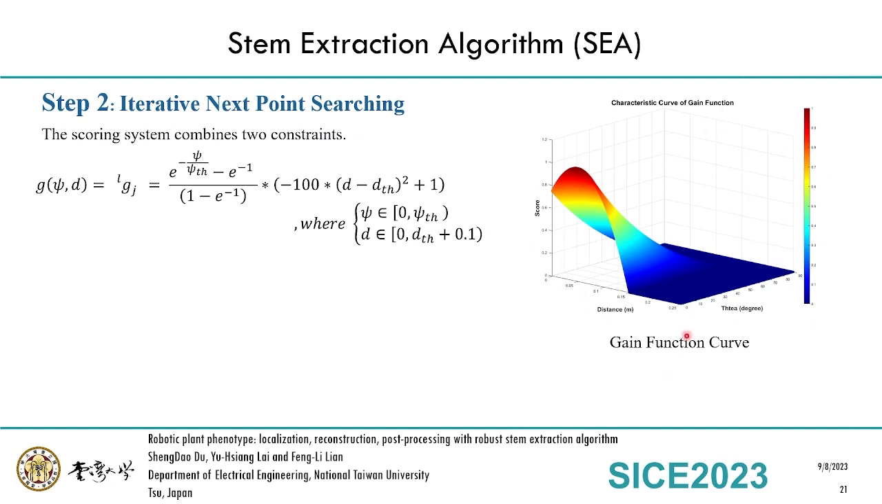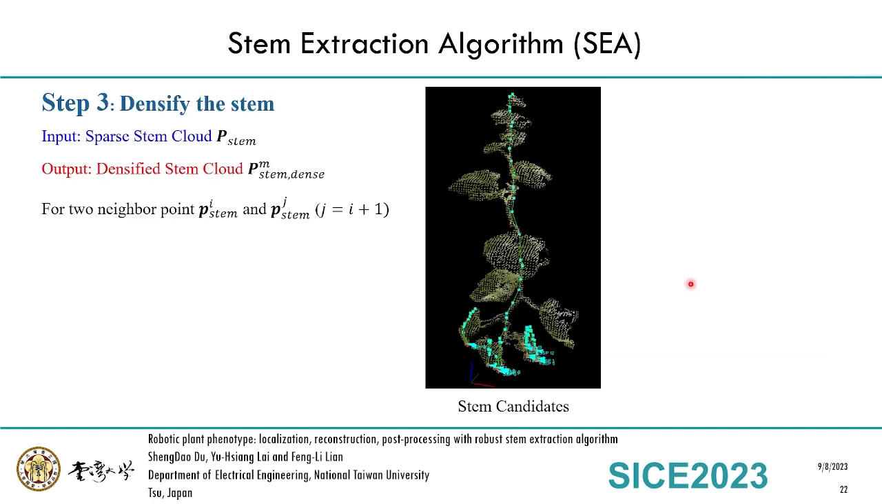As we mentioned, the candidate pair will get a score. This score is located on this surface. After that, the result of SEA is sparse, like this line. So we need a densified stem cloud for more detail.